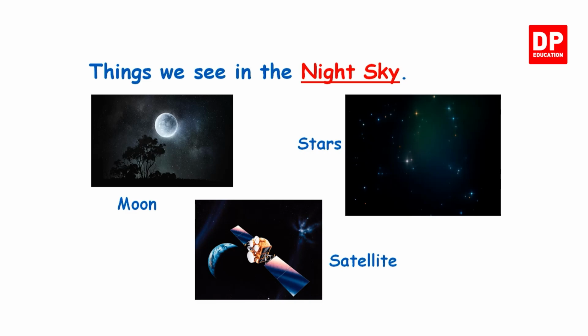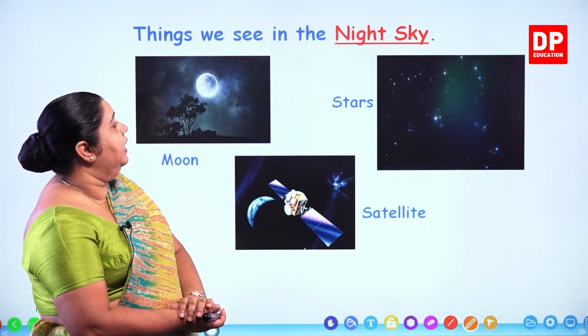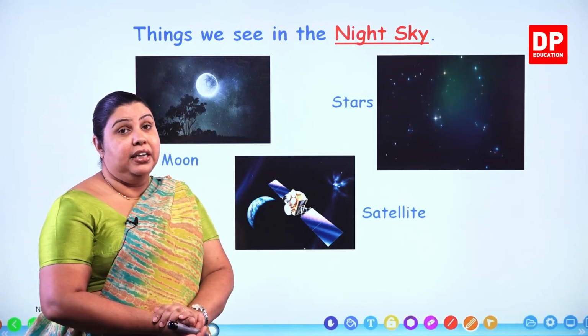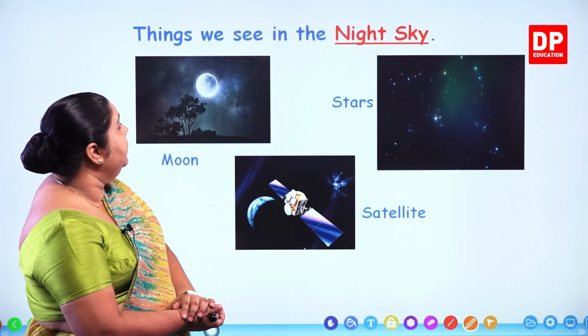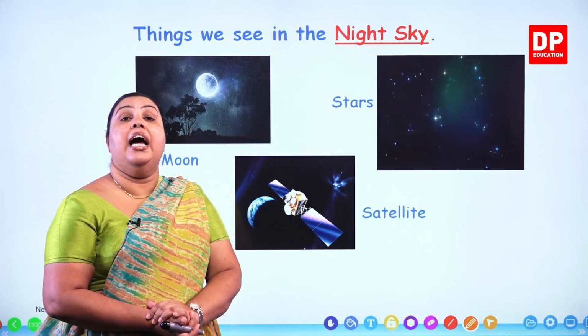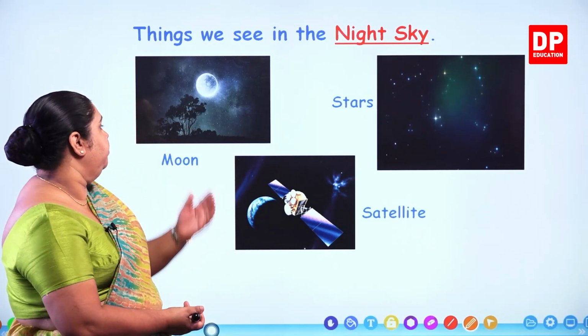Right, now we are going to take a look at the night sky. We talked about the sky we see in the daytime. Now we are going to talk about the sky we see at night. Things we see in the night sky. What do we see in the night sky?